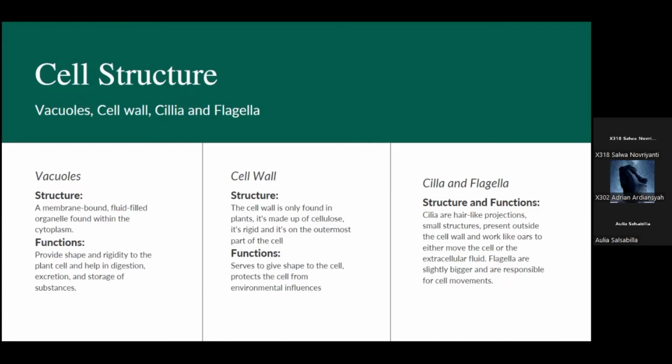Last, we have cilia and flagella. Cilia are hair-like projections, small structures present outside the cell wall that work like oars to either move the cell or extracellular fluids, while flagella are slightly bigger and are responsible for cell movement.